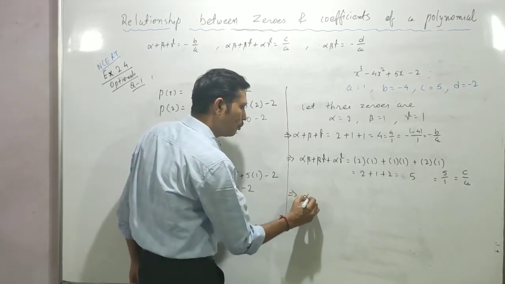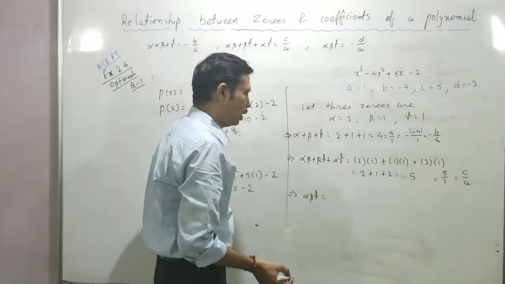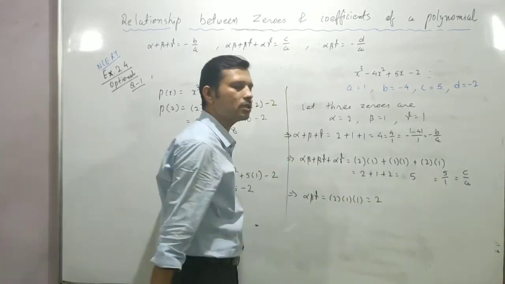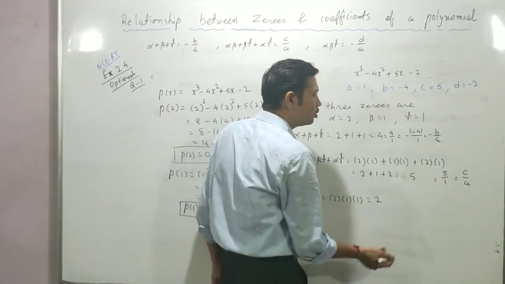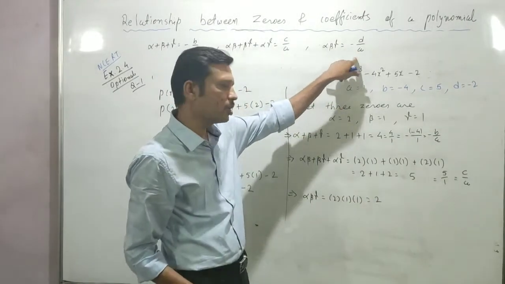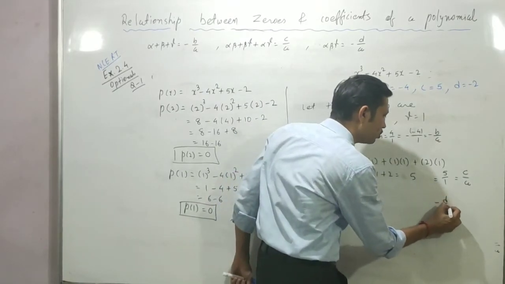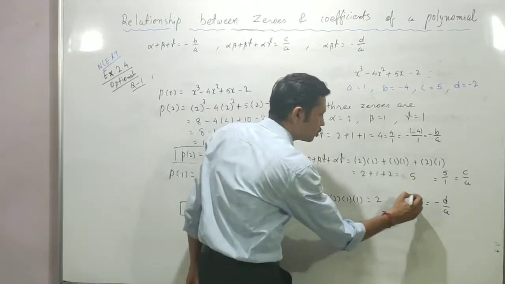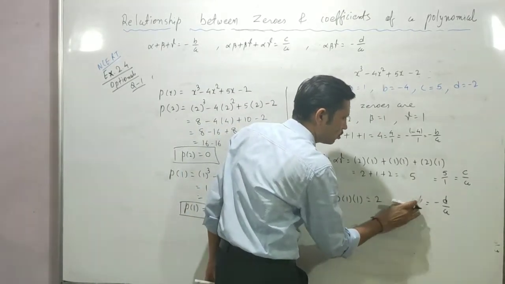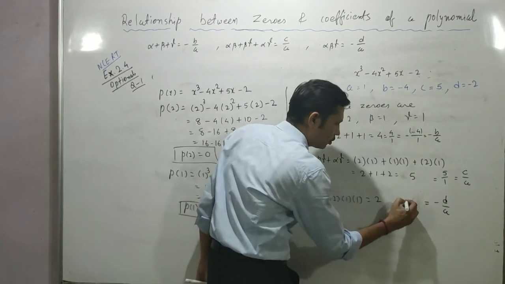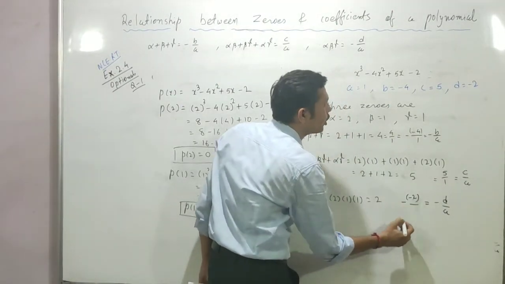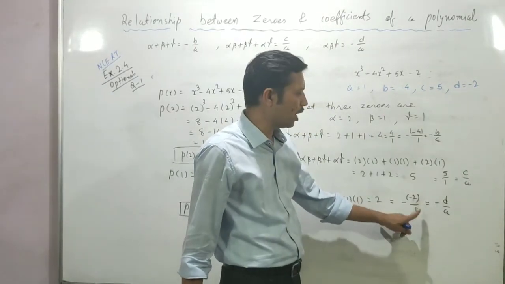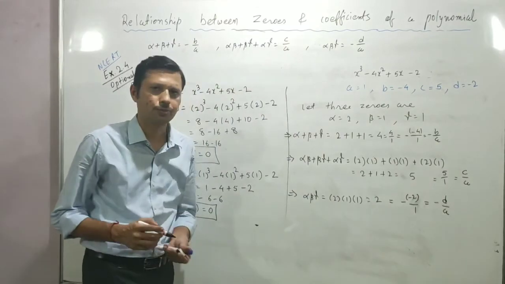Now the third relation, the product of the zeros. It's 2, 1 and 1, so the overall product is 2. And that should be equal to minus d by a. So let's check the value of minus d by a. The value of d here is minus 2. So minus, then minus 2 upon the value of a, that is 1. Now you can check it: minus minus is plus, 2 by 1. So that answer is 2. Okay.